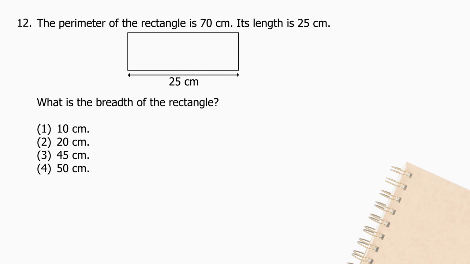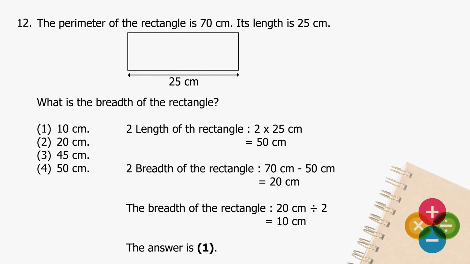Question 12. The perimeter of the rectangle is 70 centimeters. Its length is 25 centimeters. What is the breadth of the rectangle? We will need to find the total of both lengths of the rectangle. Take 25 centimeters multiplied by 2, and you will get 50 centimeters. Take the perimeter 70 centimeters minus 50 centimeters. You will get 20 centimeters, which is 2 times the breadth of the rectangle. 20 centimeters divided by 2, and the breadth will be 10 centimeters. The answer is 1.